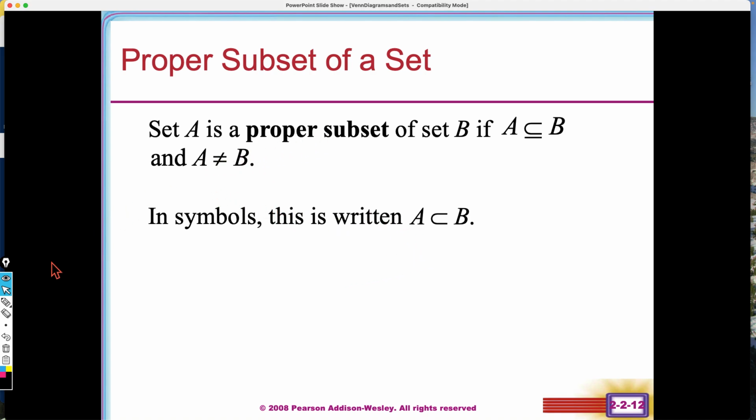And again, I don't know why they make it a big deal. I wouldn't have made such a big deal. It's either a subset or it's not, right? You could leave it at that. But for a proper subset, we use this symbol without the little line underneath, without the equal. So it does indicate that A is somehow smaller than B. B has something more than A, at least one thing. So that's a proper subset.